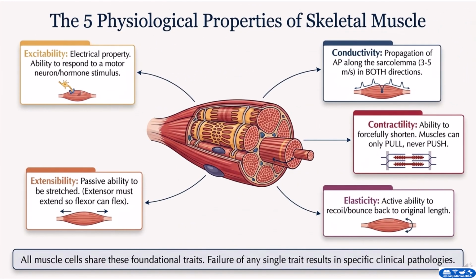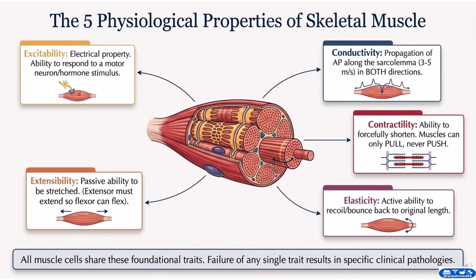The five physiological properties of the skeletal muscle. Now let's understand the five fundamental ones. These are the core characteristics shared by all the muscle cells. First, excitability. This is the electrical property of the muscle. It means the muscle can respond to a stimulus from a motor neuron or hormone. Without excitability, muscles cannot receive the signals.